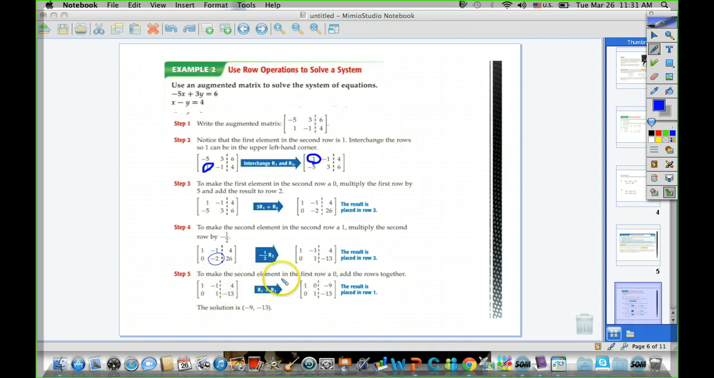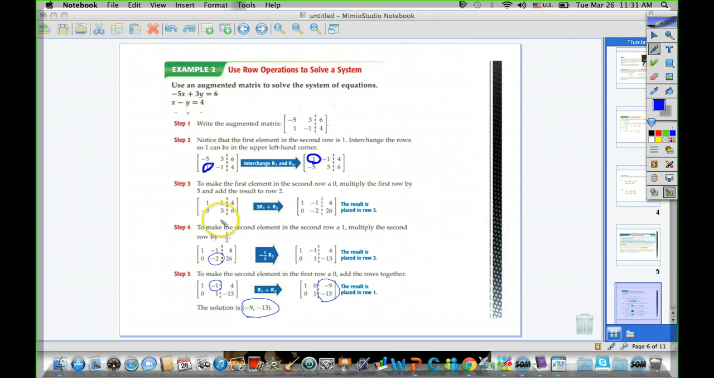To make the second element in the first row a 0. Second element in the first row. So they want this negative 1 to be a 0. You add the rows together. So you add these two, add these two, add these two, and the results go into the first row. And the solution you have here is negative 9 and 13. And that's our answer here.